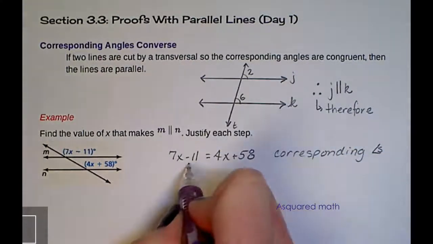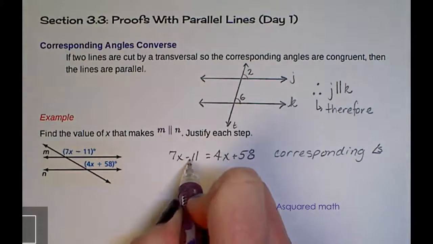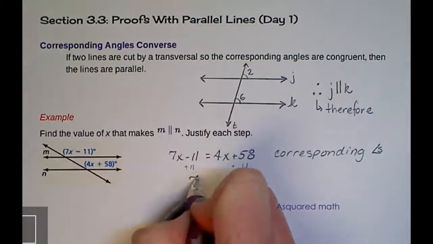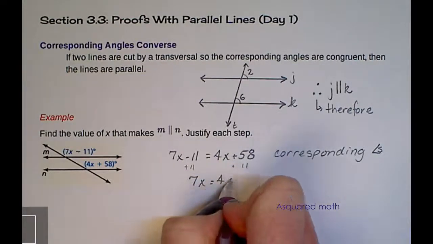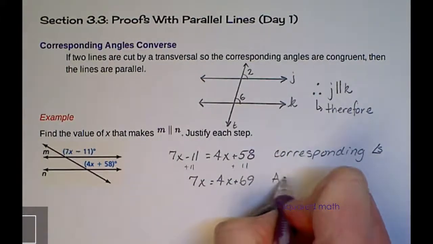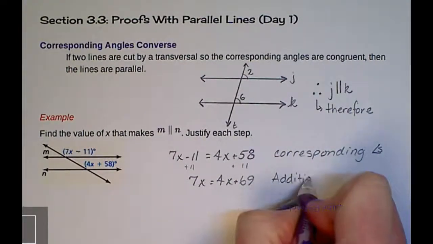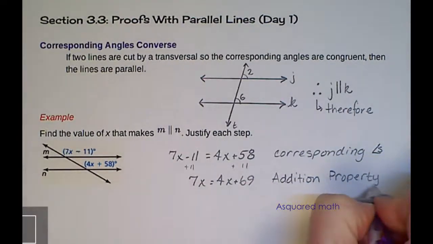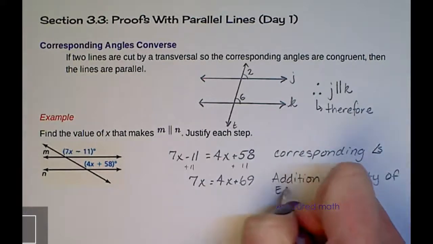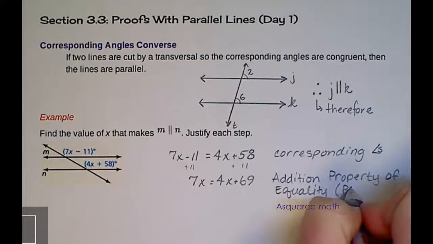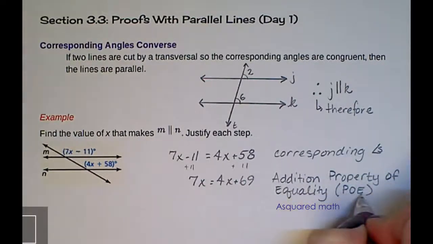The next thing I'm going to do is I have to get x by itself, so I'm going to first add 11 to both sides, and that gives me 7x equals 4x plus 69, and that is our addition property of equality. And for shorthand, I'm going to call property of equality PO, property of equality.